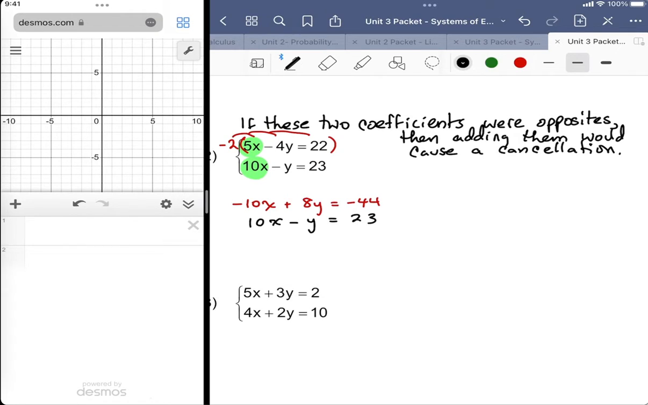But now you can see my coefficients are opposites of one another. So if I add down the lines, negative 10x plus 10x goes to 0x. That negative y is the same as saying negative 1y. So 8y minus 1y, positive 7y.